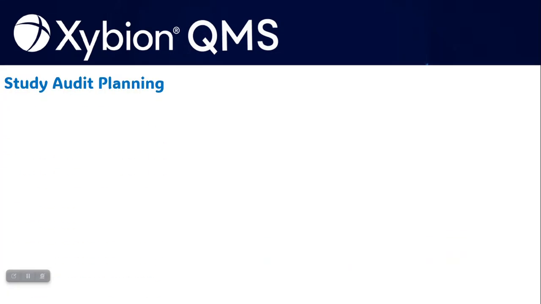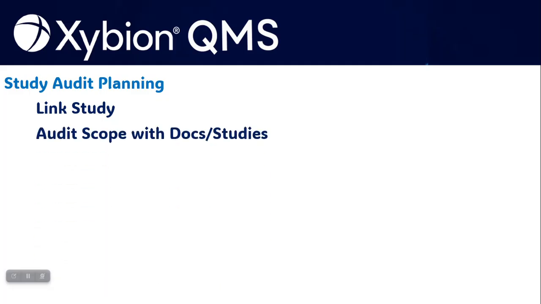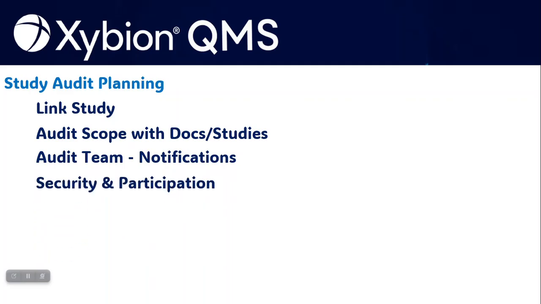With the master schedule and integration to audit, what it means is that during the audit planning for a study, you can link the study, you can complete the full audit scope with its documents, with the different study and the phases. You can put together that audit team, who the lead is, who the study director is, etc., and send them the notifications. You can also put very specific security on that audit so that just the right people at the right time have access to the right audit information.